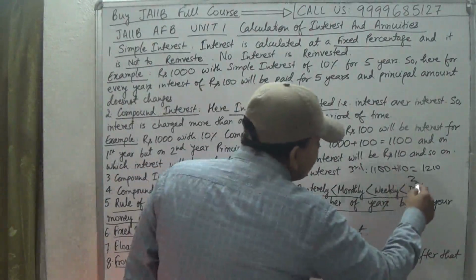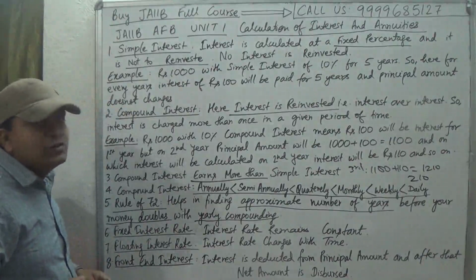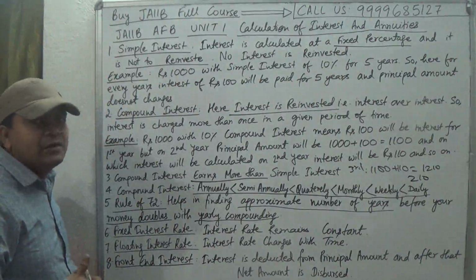So the interest will be 121 rupees. And in the fourth year, 1210 plus the interest will be added. Like that it will go on.